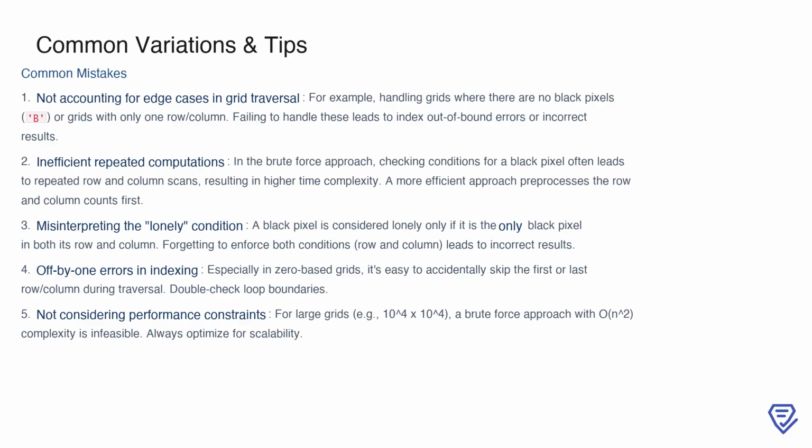Off-by-one indexing errors are another common pitfall, especially with zero-based grids. For example, you could inadvertently skip the first or last row or column if your loop boundaries aren't carefully set. Finally, for large grids, performance constraints are critical. A brute force solution with O(N squared) complexity becomes impractical for grids as large as 10,000 by 10,000. Always aim for a scalable and optimized approach.